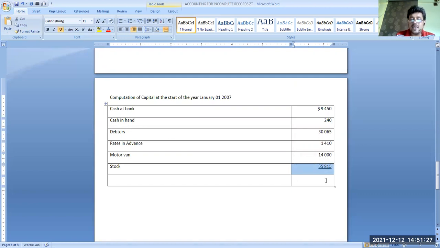So we'll take the totals over here, total assets. How much? 9,450 plus 240 plus 30,065 plus 1,410 plus 14,000 plus 55,815, 110,980 is the amount of total assets.